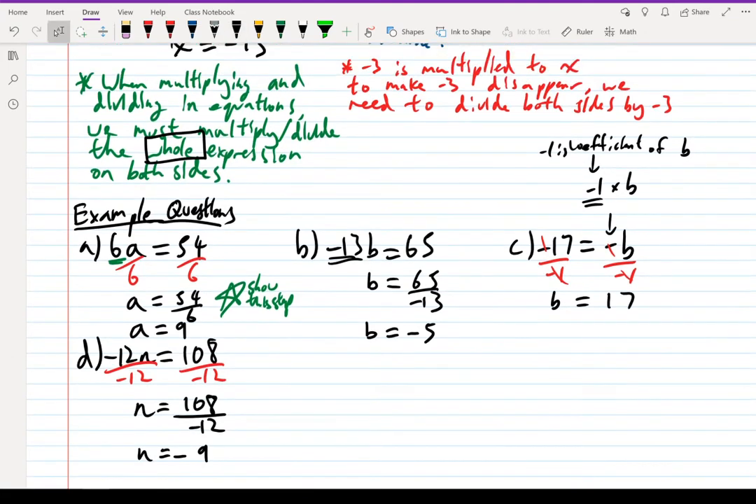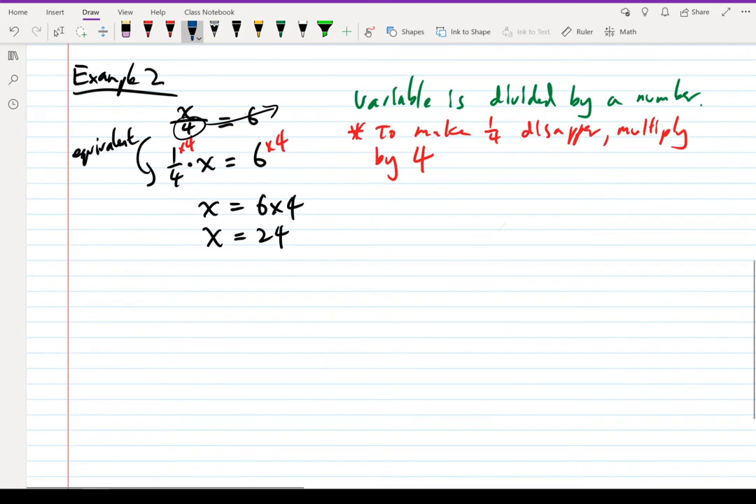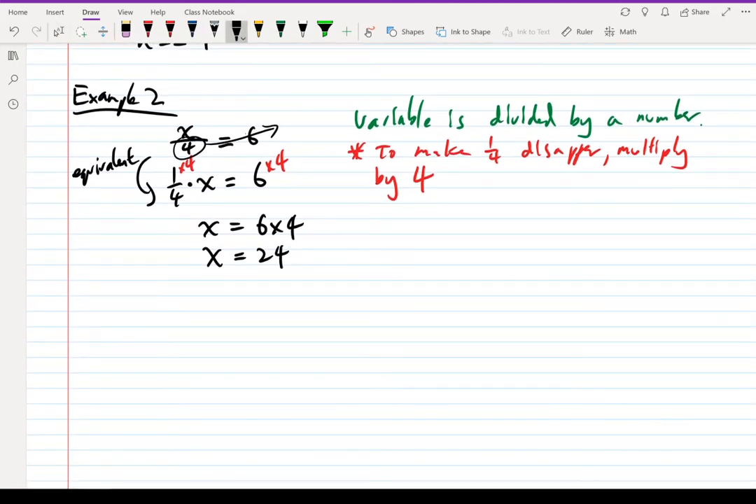What happened for the 6a equals 54? We just moved the 6 to the bottom. That's what happened. Yeah, we moved the 6 to the bottom, but it's the same. It's the same as dividing both sides by 6. So moving back to our example over here. So let's say we have another 4 example questions.